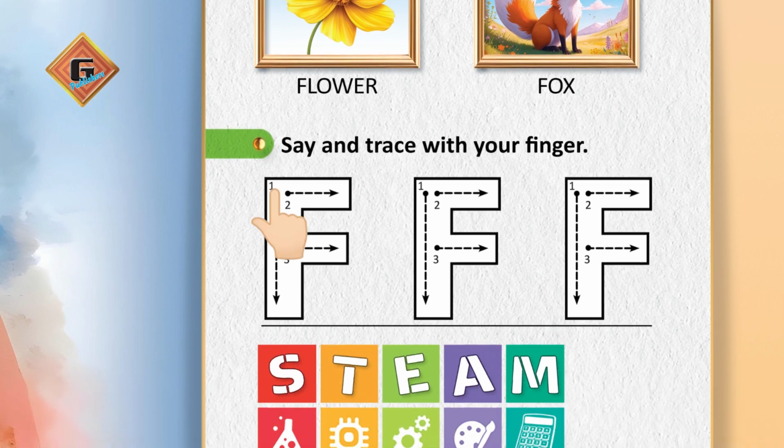Now place the finger on letter F and say: down the line, top and mid, no bottom line, F is it.